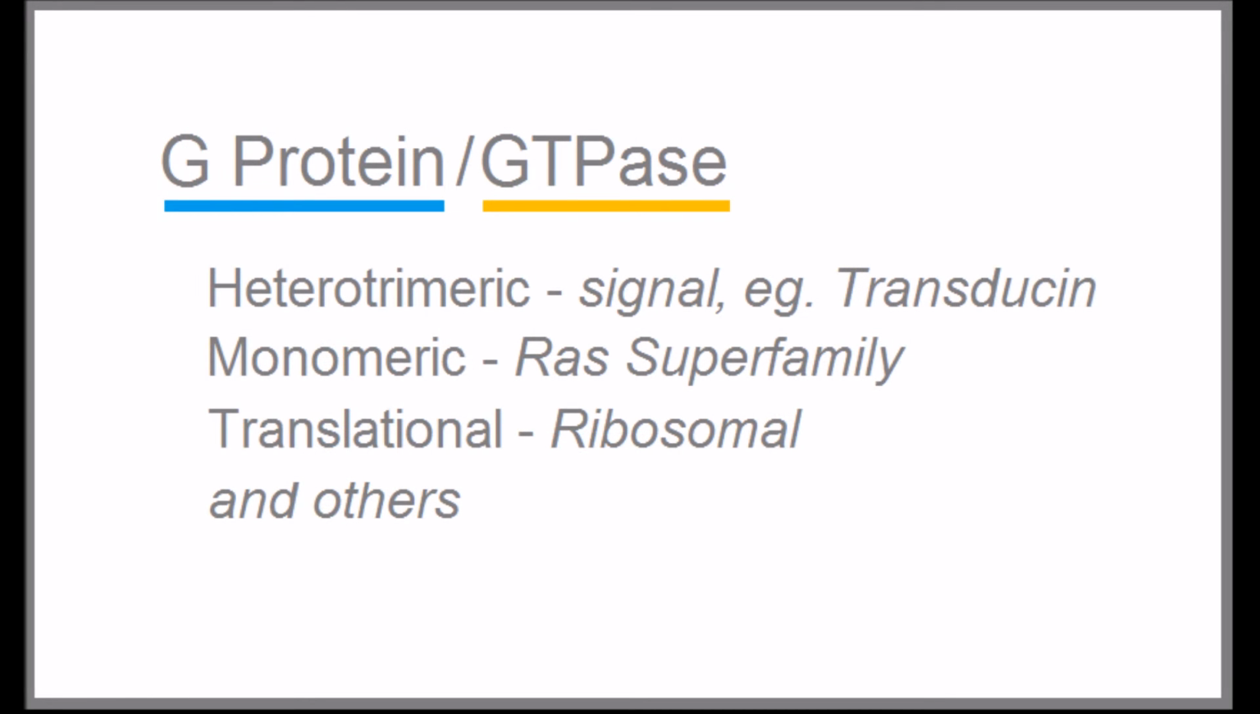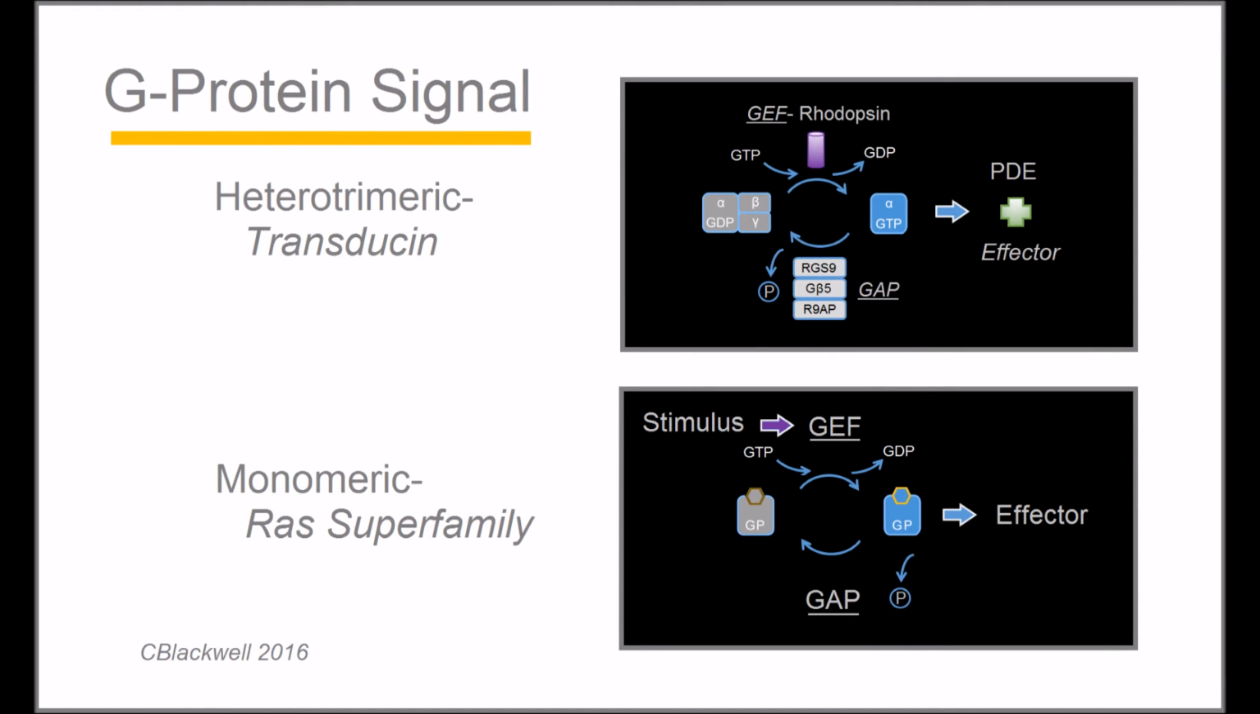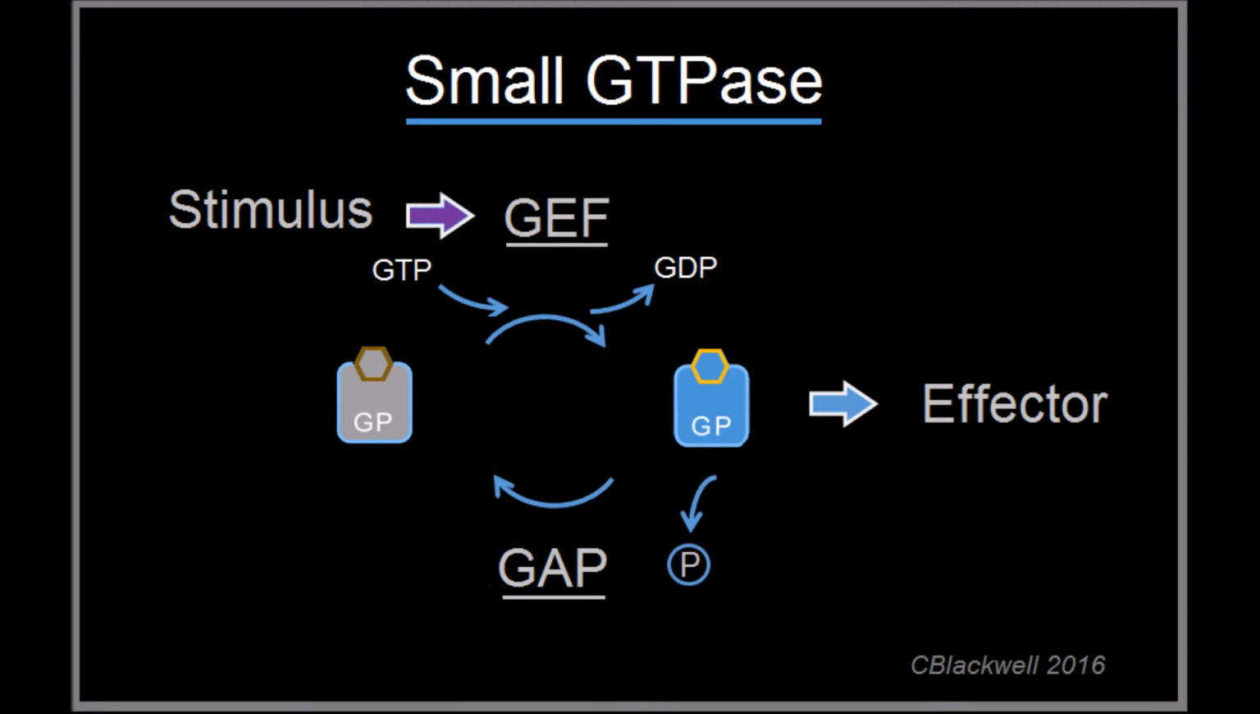In addition to the 3-part G proteins, there are other important G proteins. For now, we're going to discuss single protein GTPases that are key to regulating many intracellular processes. The best known is the RAS superfamily. Again, small GTPases which act as molecular switches.